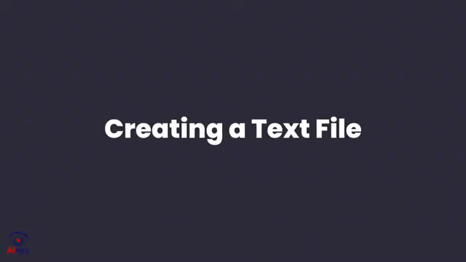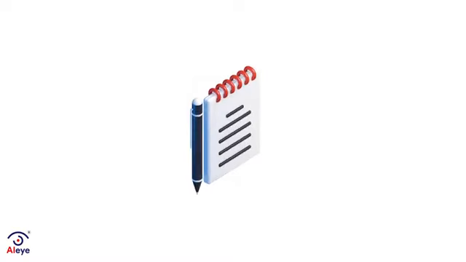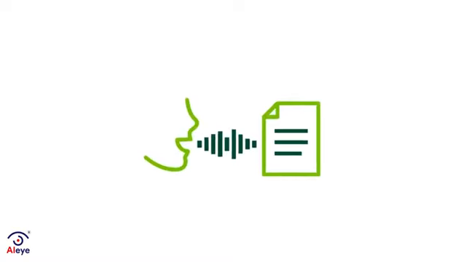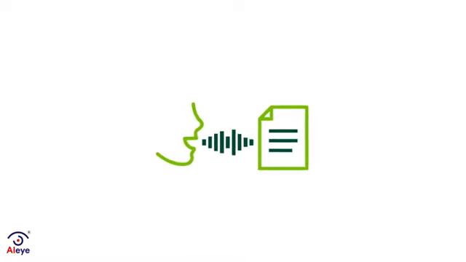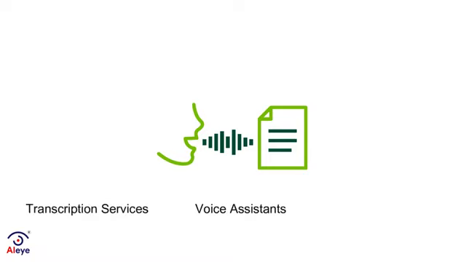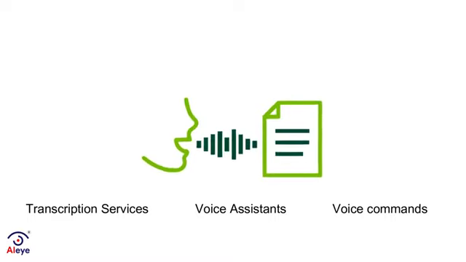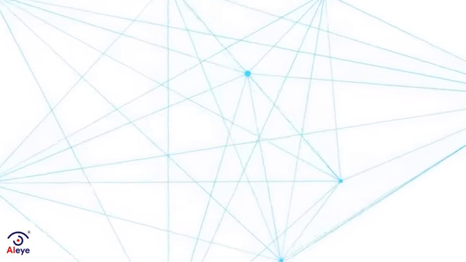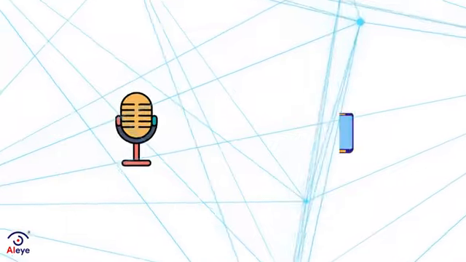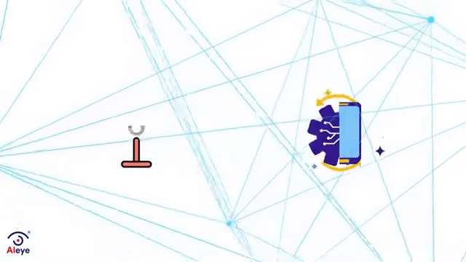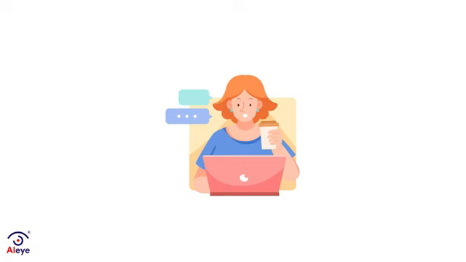Creating a text file. We will first look at creating a text file. A text file is a type of file that is used to store textual data. Converting speech to text and storing it in text files is a common practice in many AI applications, including transcription services, voice assistants, voice commands, and more. It bridges the gap between audio data and text-based AI processing and enables a wide range of applications that leverage spoken language.